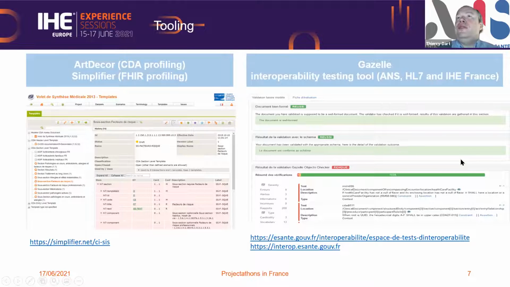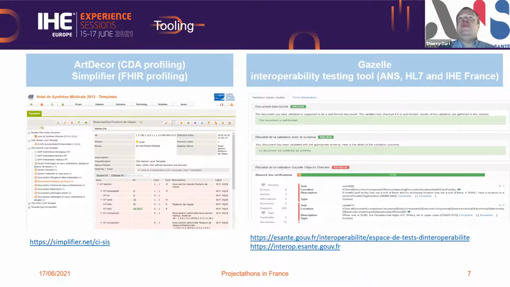We are also using Gazelle for interoperability testing. We are sharing a national platform of Gazelle for us, INS, and also for HL7 and IHE France, an association called Interoperability. So we have one Gazelle platform for two organizations in France. And on this Gazelle, we are testing CDA, FHIR, XDM, XDM profile.